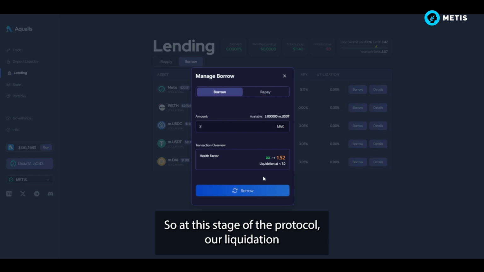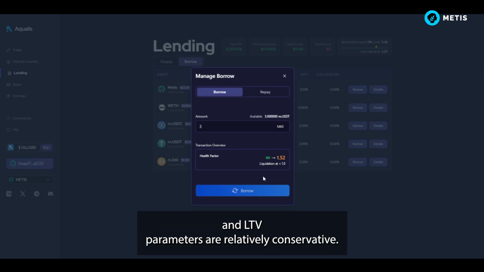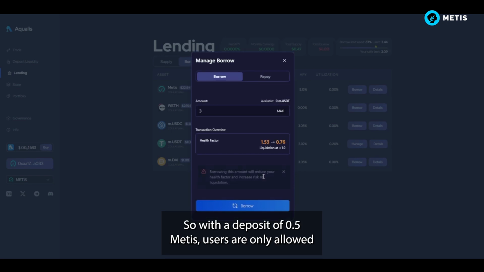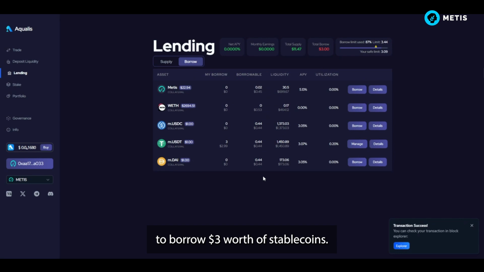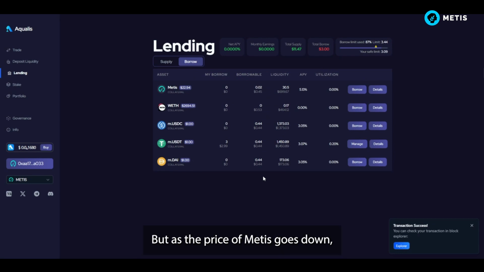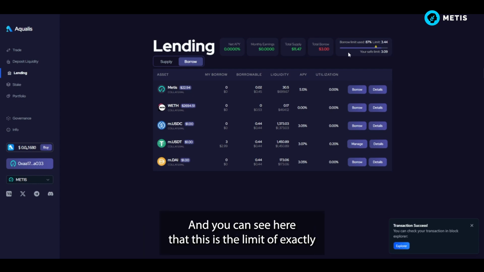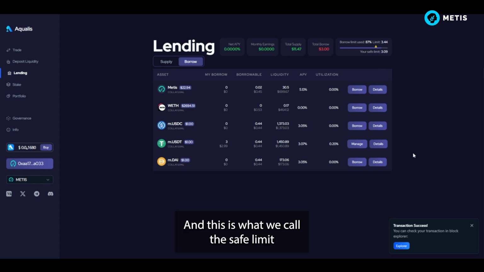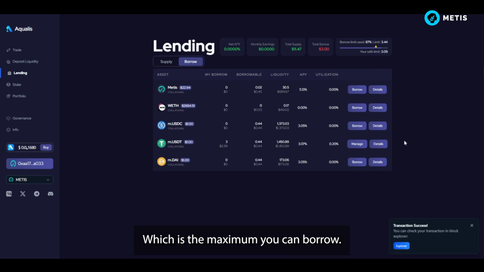At this stage of the protocol, our liquidation and LTV parameters are relatively conservative. So with a deposit of 0.5 Metis, users are only allowed to borrow $3 worth of stablecoins. Of course, if the price of Metis goes up, users will have more borrowing power, but as the price of Metis goes down, you will actually have less borrowing power. And you can see here that this is the limit of exactly how much I can borrow before my position becomes liquidated. This is what we call the safe limit, which is the maximum you can borrow.